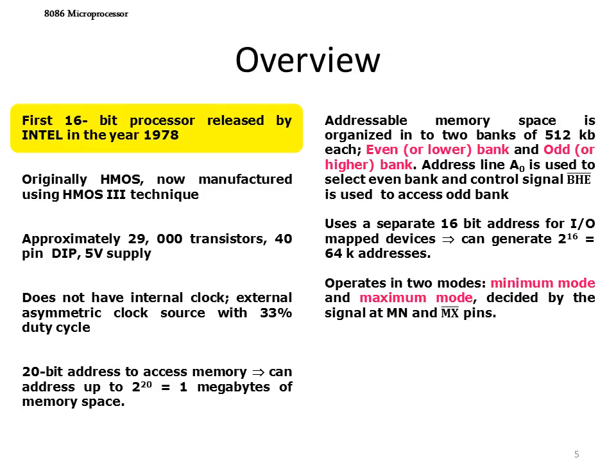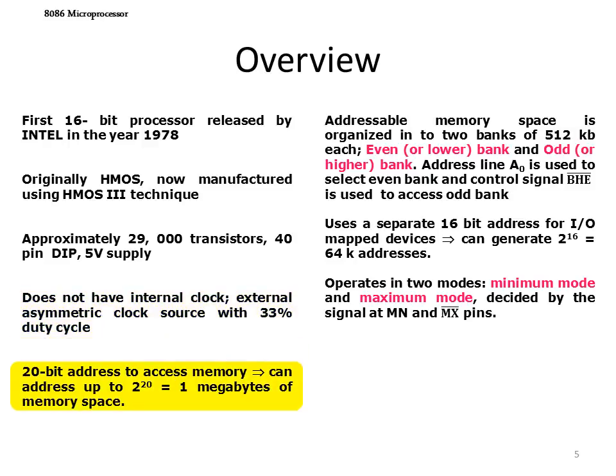The overview of 8086 microprocessor. It is the first 16-bit microprocessor released by Intel in the year 1978. Originally, it was manufactured with HMOS technology and now it is manufactured with HMOS 3 technique. Approximately 29,000 transistors are integrated on a single IC, which is a 40-pin IC, and it requires a plus 5 volts power supply. It doesn't have an internal clock, and we need to connect an external asymmetric clock source with 33% duty cycle.